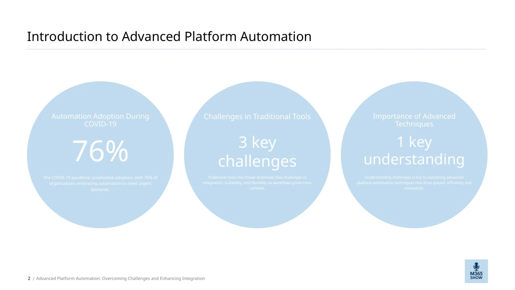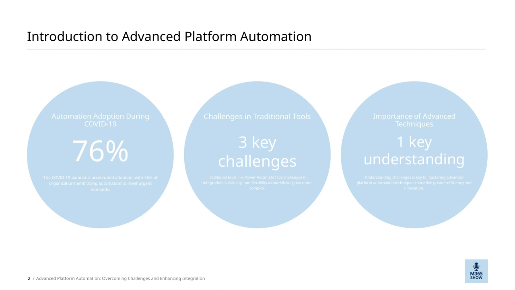Next, let's look at some of the common challenges with traditional tools. For example, tools like Power Automate often struggle as workflows become more complex. They face difficulties in integration, meaning connecting different systems can be tricky. Scalability is another issue. What works for small tasks may not hold up as processes grow, and flexibility can be limited, making it harder to adapt to changing needs.